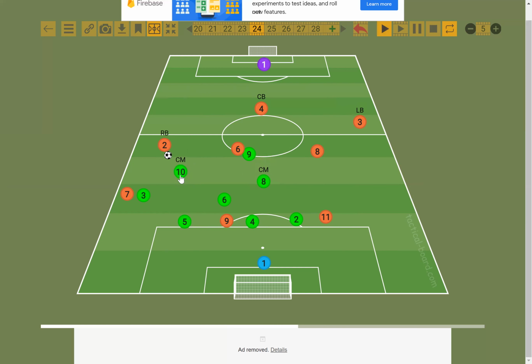So here you see our number 10 stepping out to go put pressure on number 2 of the opposing team. And what that does is allows our outside back to not have to worry about leaving their marker or the other team's outside mid, and we still maintain our advantage of 4 against 3 in the back.